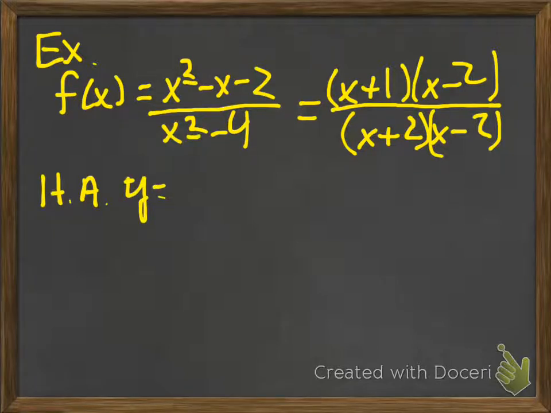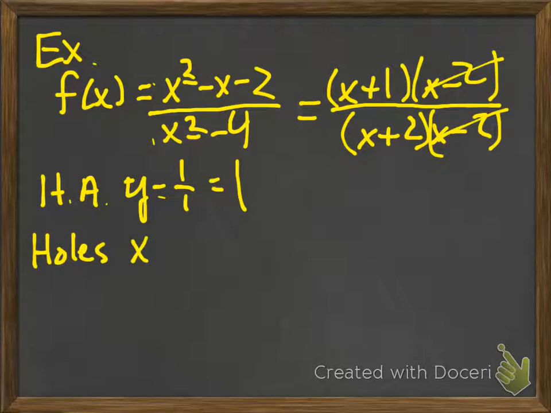Now, horizontal asymptotes. Since the degrees are equal, it's x squared on top, x squared on the bottom. That means it's automatically the leading coefficients, which in this case are 1 and 1. So y is equal to 1. That's where my horizontal asymptote is located. Then if I want to find any holes, holes are where the factors cancel out. x minus 2 canceled out. If you set x minus 2 equal to 0, x is equal to 2.